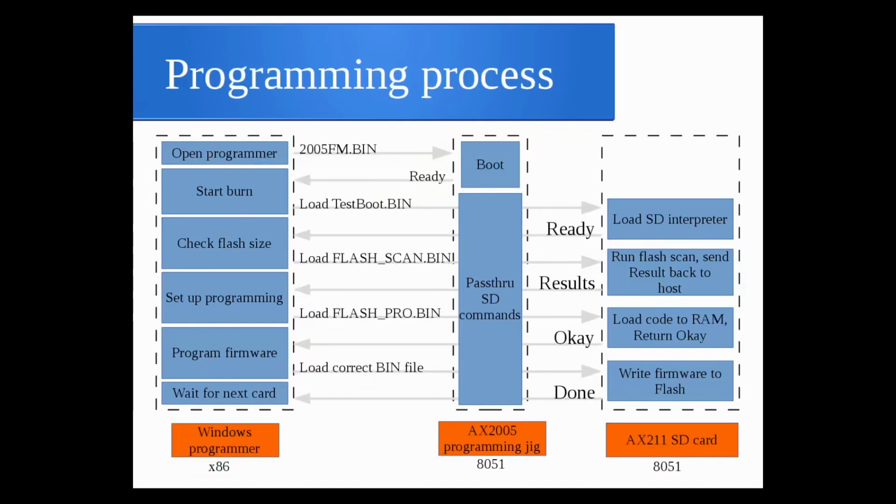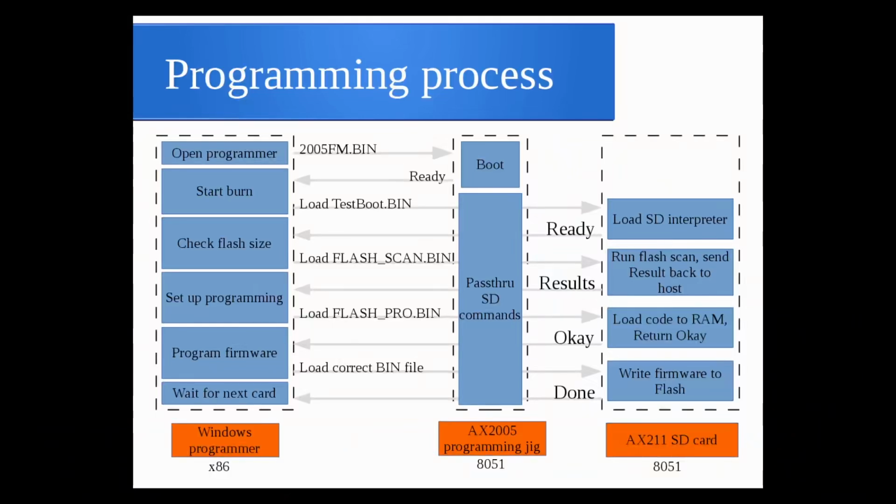Anyway, the actual programming process goes something like this. There are 3 devices involved. There's a Windows programmer. There's what we think is an 8051 programming jig. We never actually saw this device, but by disassembling the Windows programmer, we managed to figure out kind of what this thing does. And then there's the actual AX211 SD card that is under test. In terms of the main process, you open the programmer program, the Windows application, and it loads the firmware onto the AX2005 programming jig. You say that you want to burn a card.